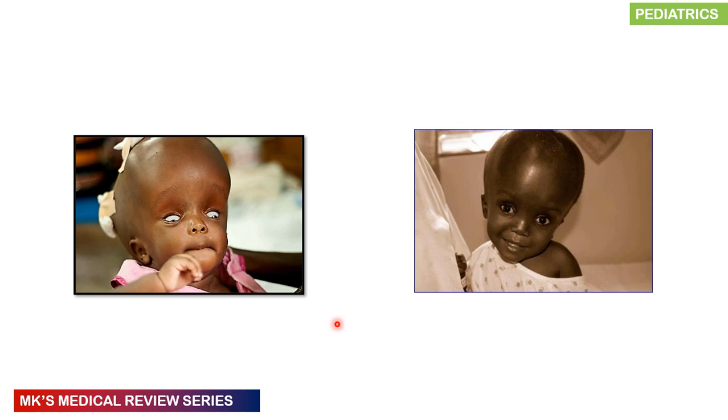Now here's a picture. As you can see, this child's eyes appear as if they're about to set. So this is what we refer to as sunset eyes. We can see the prominent forehead, the large head. Same thing that's happening here. I think this baby's cute.